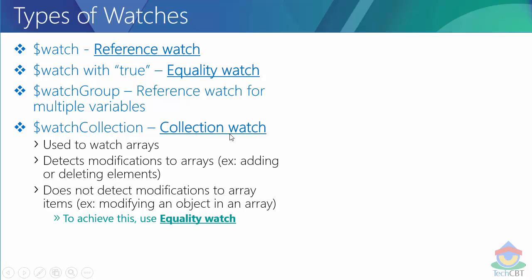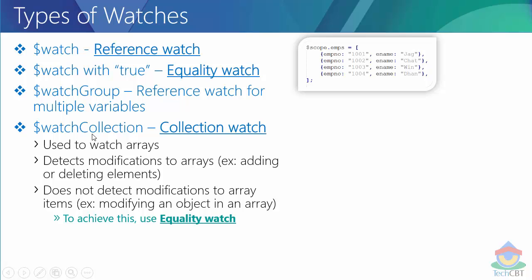Next, collection watch. This is a bit different. There are really three types of watches: reference watch, equality watch, and collection watch. And as I mentioned, watchGroup is just a convenient wrapper around $watch for defining multiple variables. Coming to watchCollection, it is mainly used to watch arrays. In this case, let us consider I have a collection of employees defined in this fashion, which means I have an array with 4 objects, and each object has its own properties and values.